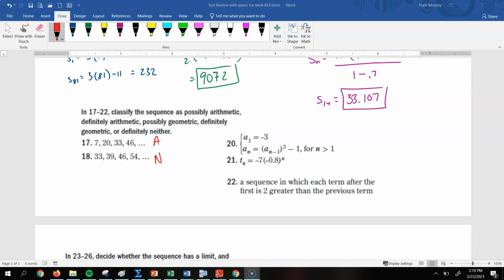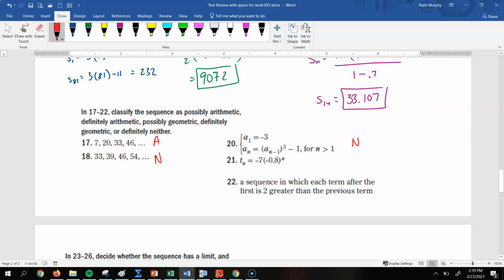All right, looking at number 20. 20 would give us a recursive formula. But this recursive formula looks like nothing we've seen for arithmetic or geometric. So just by looking at that, I could tell that's going to be neither. If you wanted to, you could find the first few terms of the sequence, and then you'd be able to tell also that it's not geometric or arithmetic.